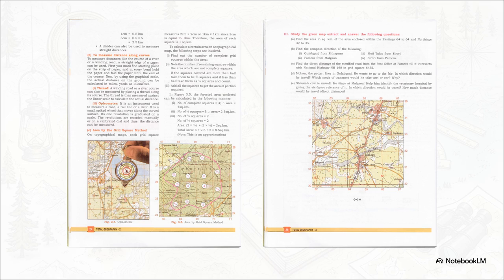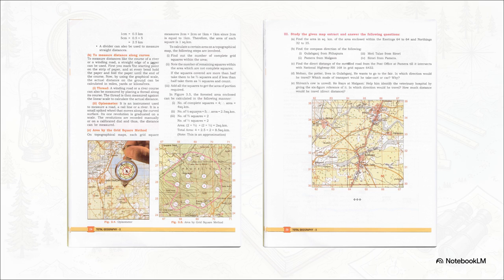Now, if you want to get a bit more technical, you use what's called an opisometer. It's this highly specialized tool with a tiny spiked wheel connected to a calibrated dial. You simply roll the wheel along the curved line on your map, and the dial records the exact distance.